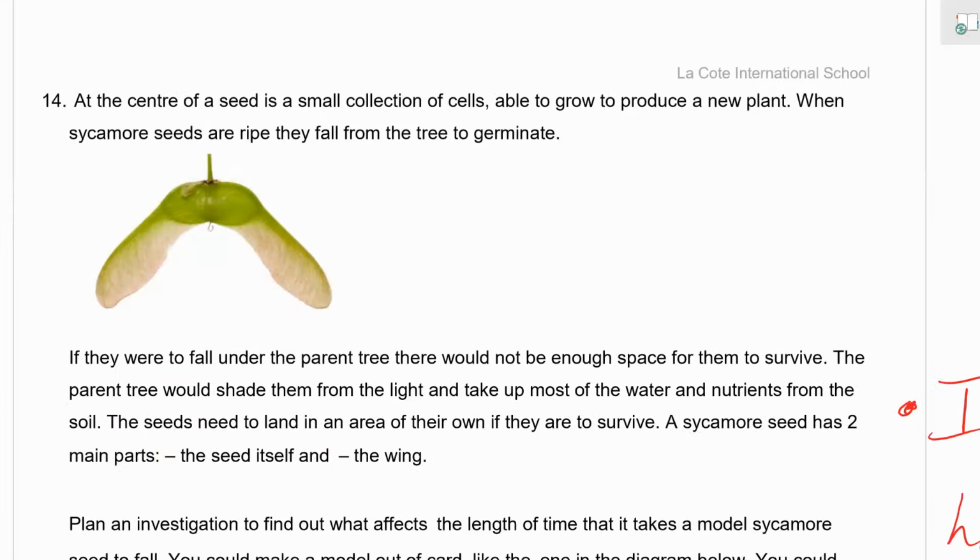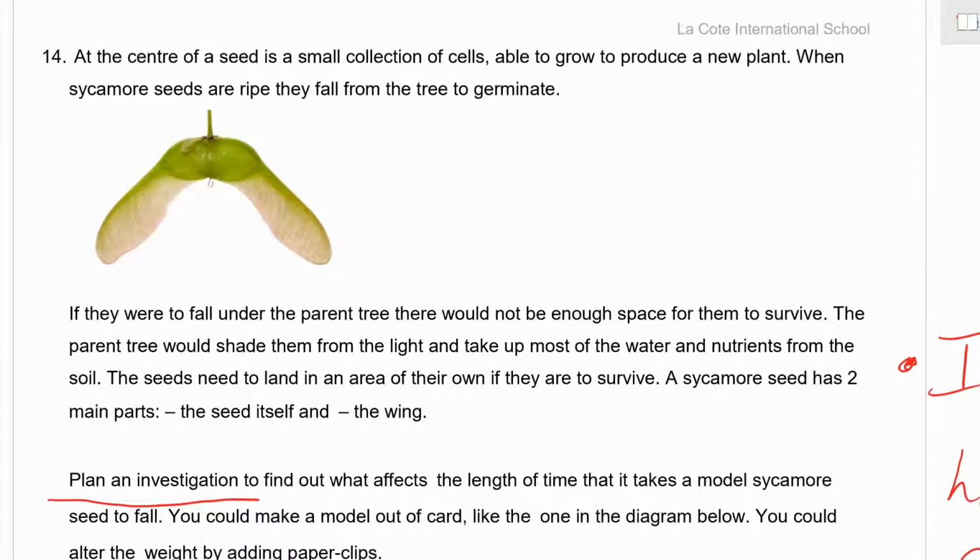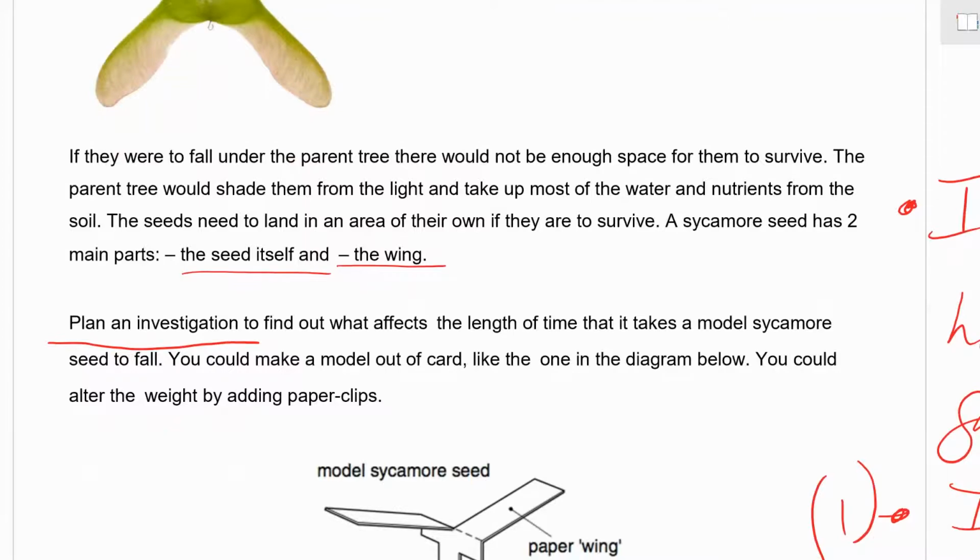Okay, moving on to the big question, to plan an investigation. So let's highlight some key words. Sycamore seeds fall from the tree to germinate. And the sycamore seed has two main parts, the seed itself and the wing. And it's asked you to plan an investigation to find out what affects the length of time that a model sycamore seed takes to fall to the ground.